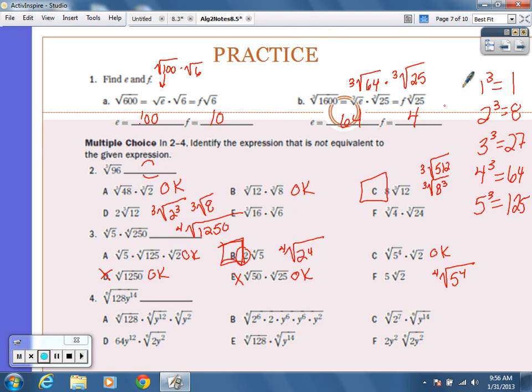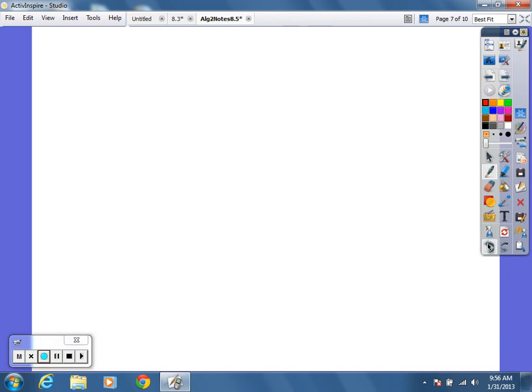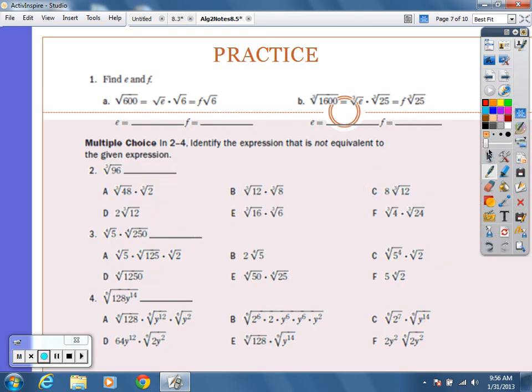I hope this is making sense. Okay. How about this one? 128y the 14th. I can't even tell what it says. I'm guessing a 6. Let's go with a 6. Okay. 128 y 12 y squared, 2 plus 12 is 14. This one is okay.